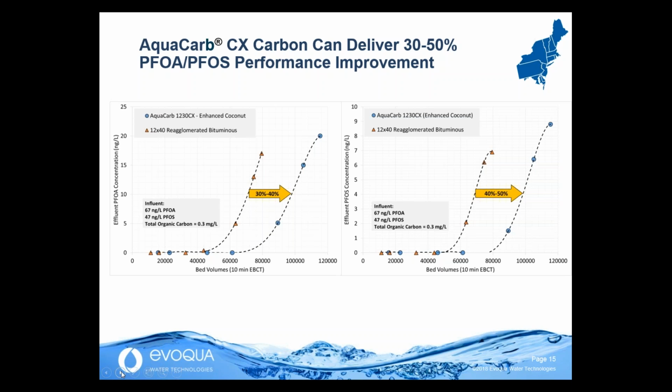To put this in perspective, we're looking at about 60,000 bed volumes to initial detection of PFOA on the left. That's about 420 days of operation. If we look at PFOS on the right, we're looking at about 560 days of operation. And the levels shown here, at least in our experience, are quite typical for groundwaters and the level of contamination.